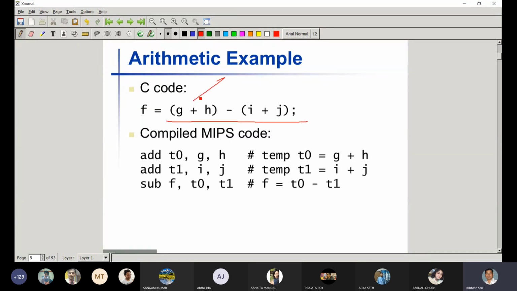Now you need the result of this part and the result of that part. Suppose this is X and this is Y, then you can do X minus Y. Am I correct or wrong? So to do this, how does MIPS do it?